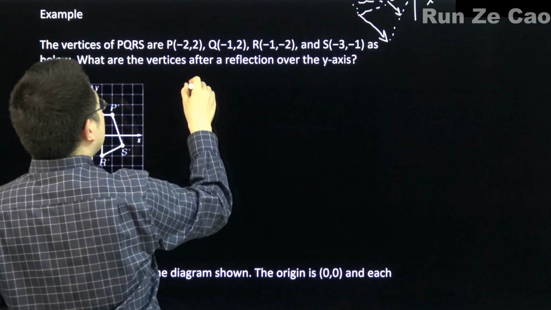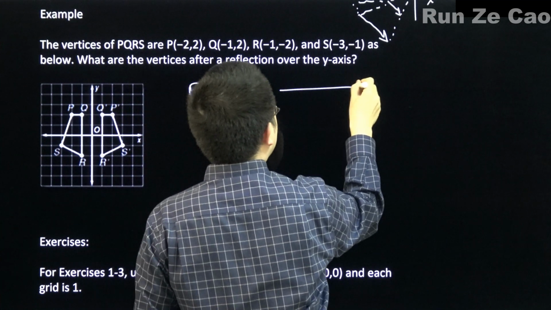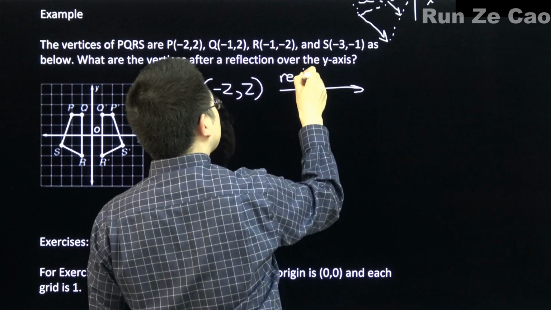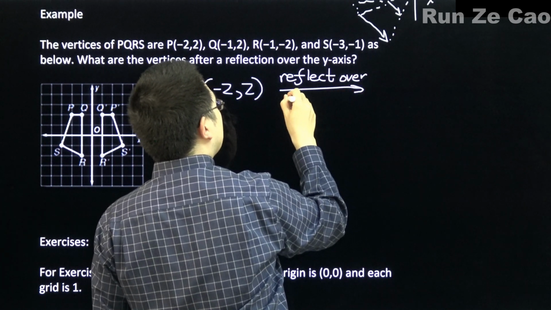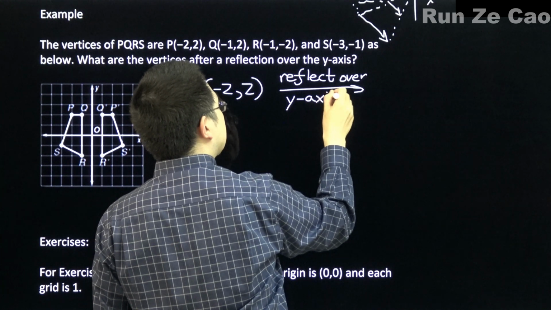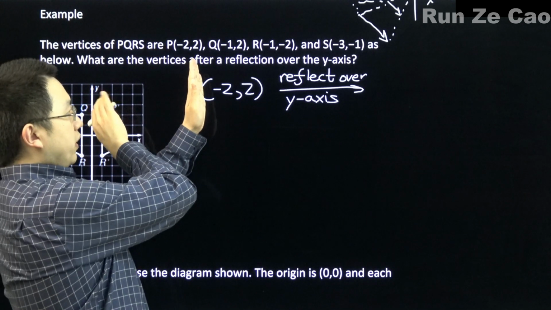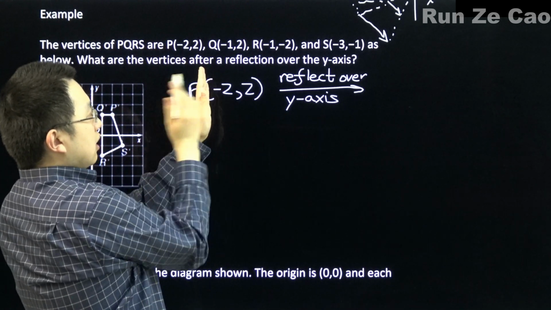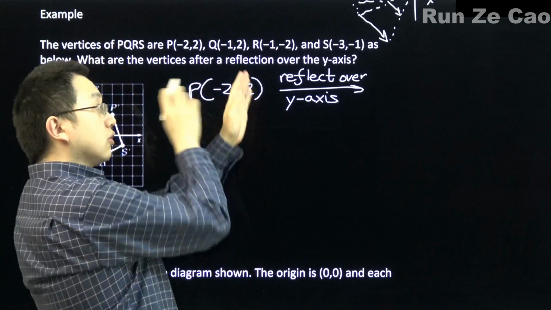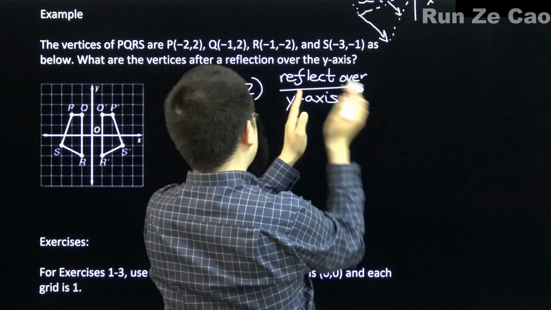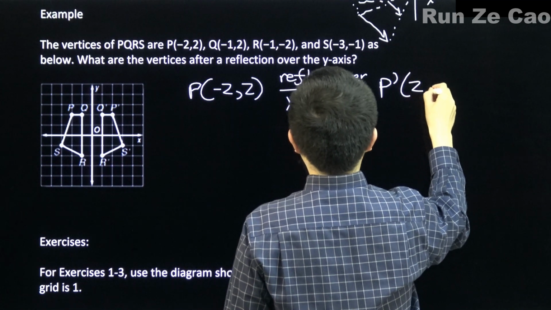So for P prime, P is -2, 2, reflect over the y-axis. Does reflecting it over the y-axis change its vertical position? So its y-coordinate? No. But the x-coordinate went from negative to positive, or vice versa. So this gives us P prime 2, 2.